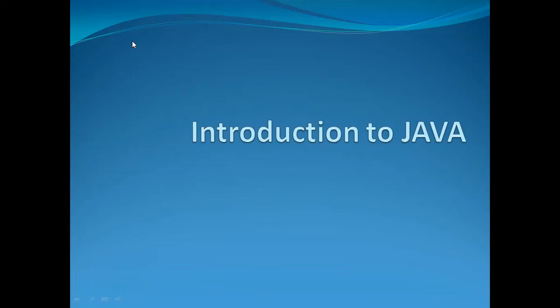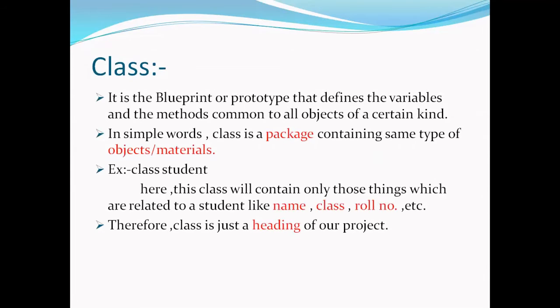So now let's move to the next slide. Here comes our first part of Java programming, class. So what is a class actually? A class is nothing but a blueprint that defines the variables and the methods common to all objects of a certain kind. You might think it is a bookish definition, and actually it is. So we will understand it in simple words.